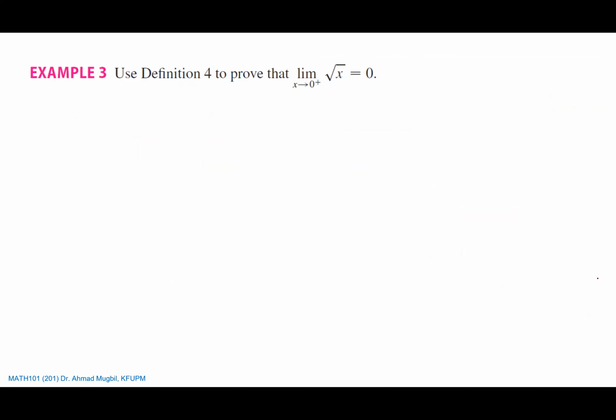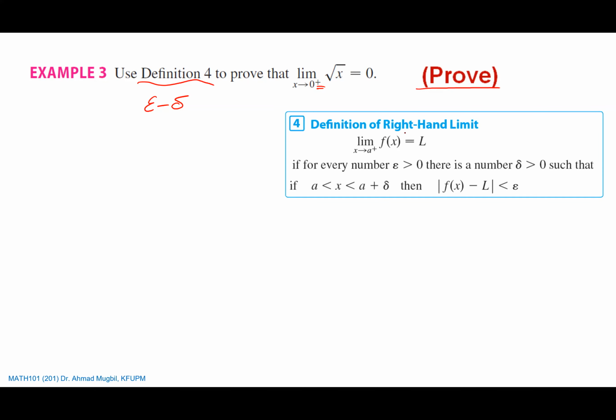Let's take another example, which is example number 3 in your textbook. Use definition 4, which is of course the epsilon-delta definition for the limits from the right. Now we have the limit of square root of x when x goes to 0 from the right is 0. How to prove that? By using the precise definition of the limit. Again, you need to identify what is your function, what is your L, what is your A, and so on. This is also a kind of problem of proving. So this is the definition when you have a right limit. You need to focus on this only, and you should have this.